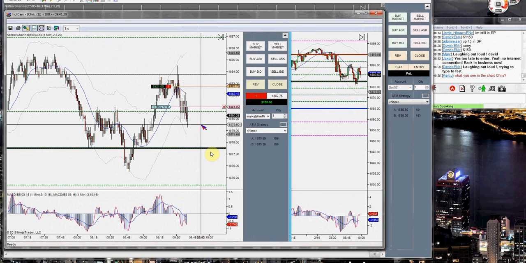Okay, right here. 81 stops for your balance. If they stop this up, that's fine. If they turn from here, home run. Home run. There we go. Come on.